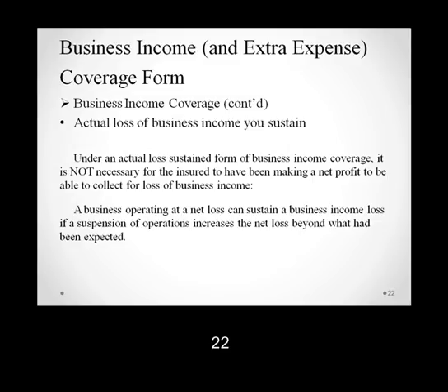The crucial thing you need to know about the actual loss of business income you sustain is that under this income coverage, it is not necessary for an insured to have been making a net profit to be able to collect for the loss of business income. A business operating at a net loss can sustain a business income loss if a suspension of operation increases the net loss beyond what had been expected.